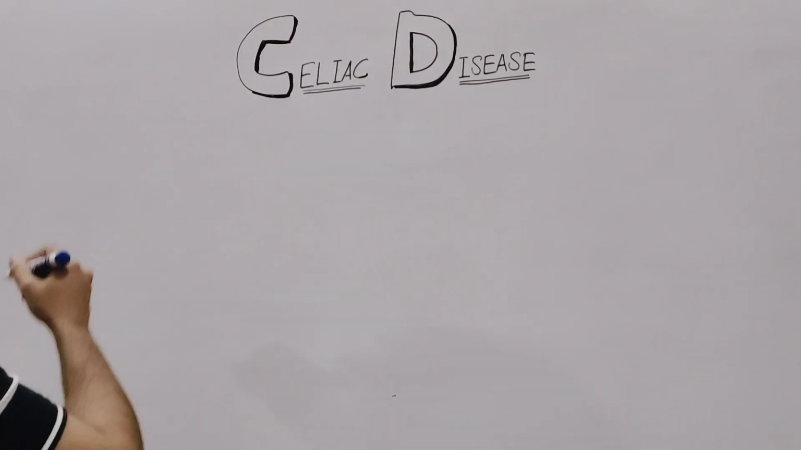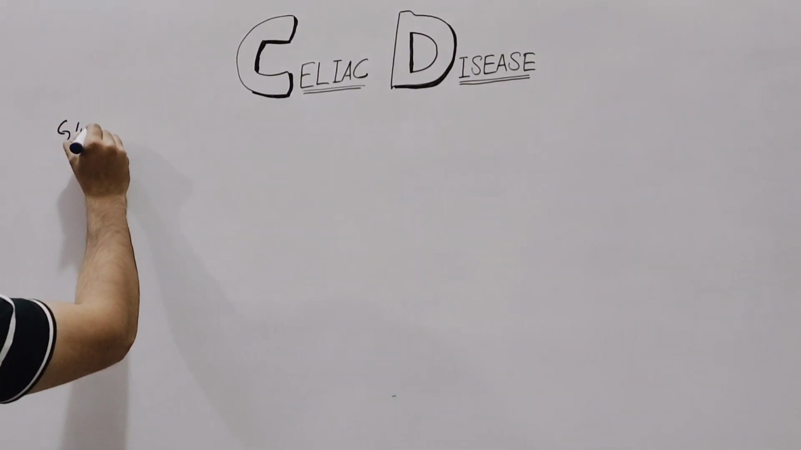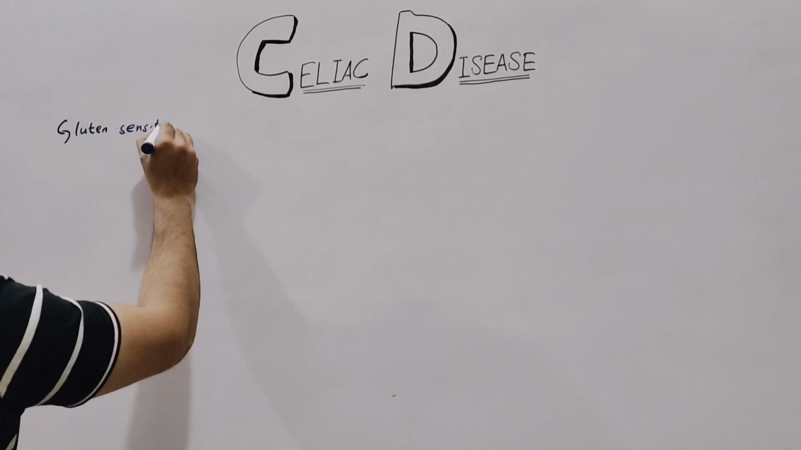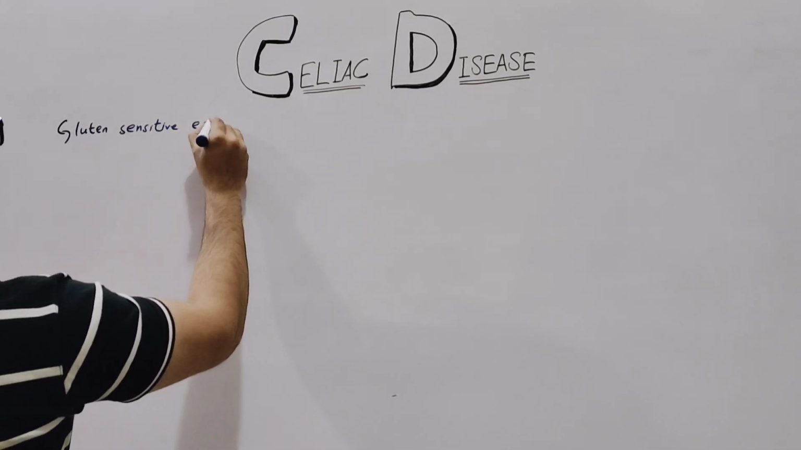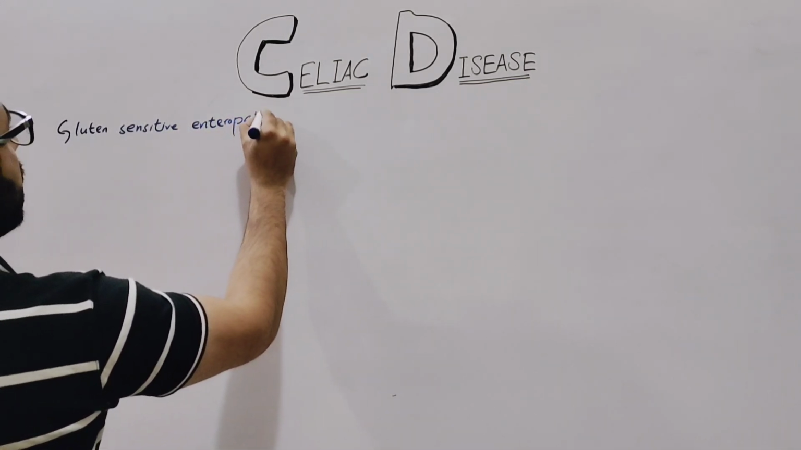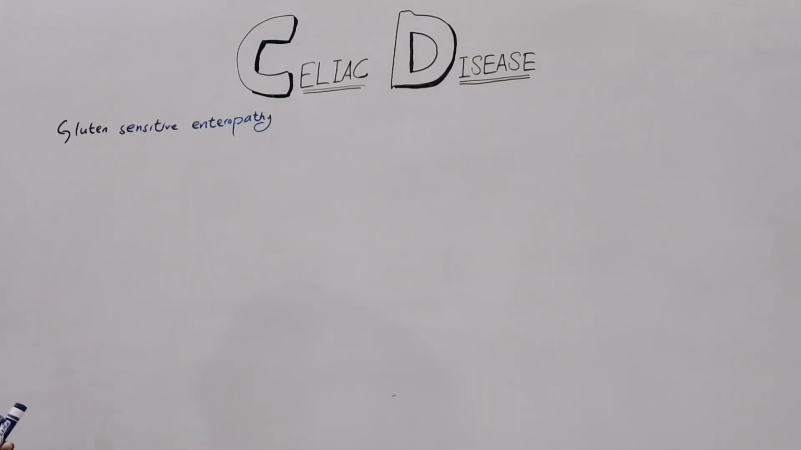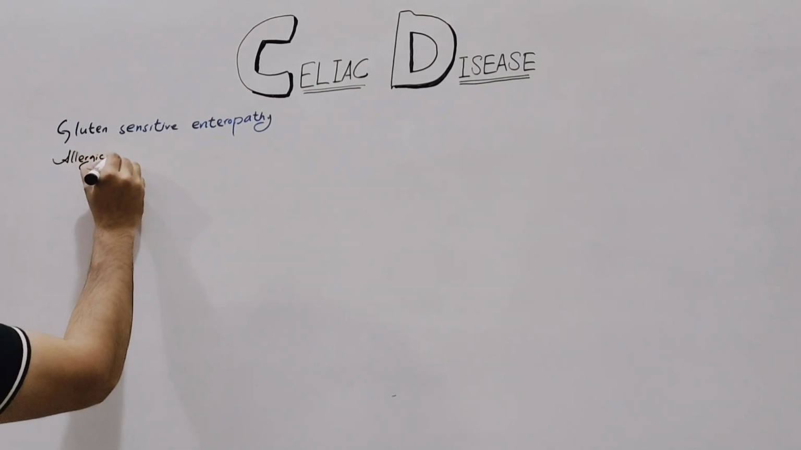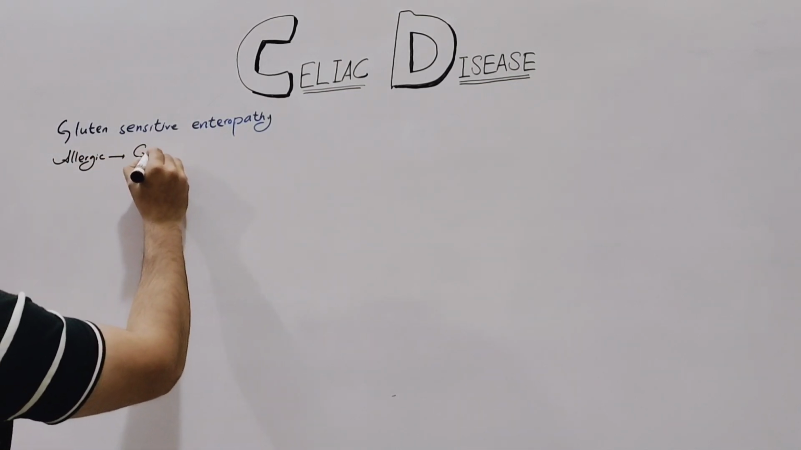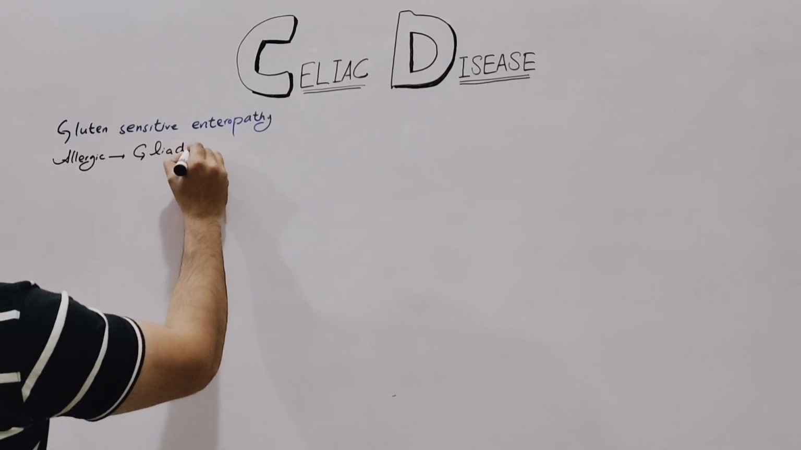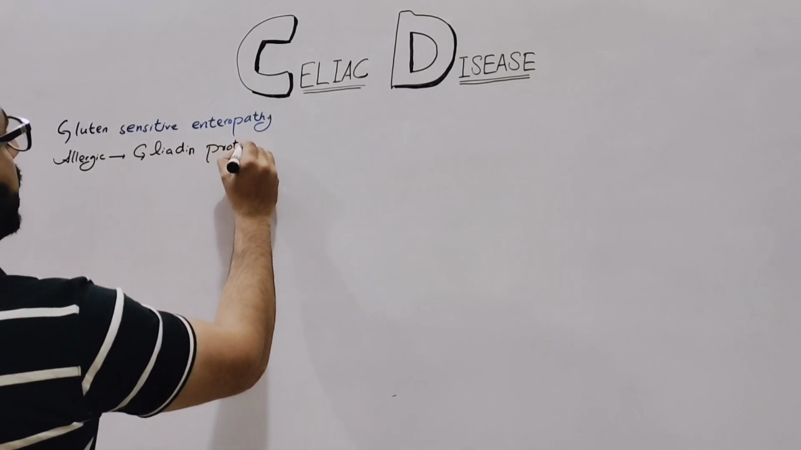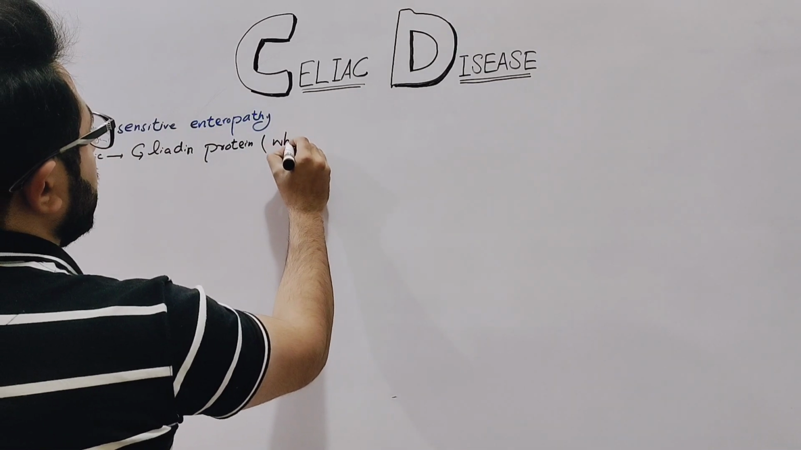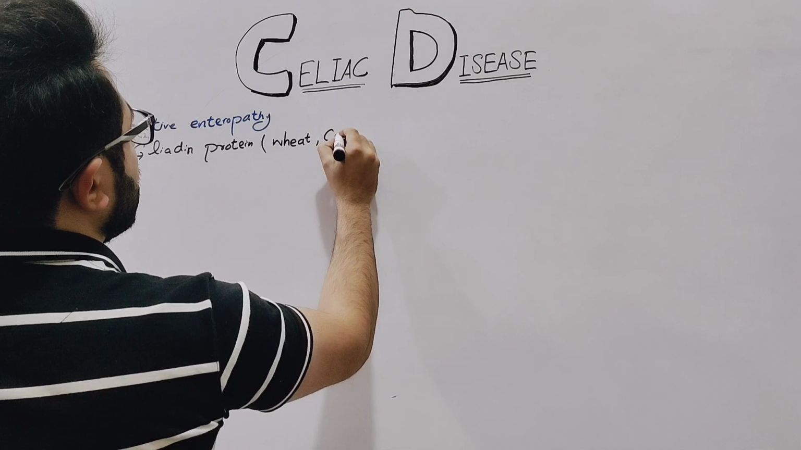It is a gluten-sensitive enteropathy. The patient is allergic to gliadin proteins, which are present in wheat and corn.